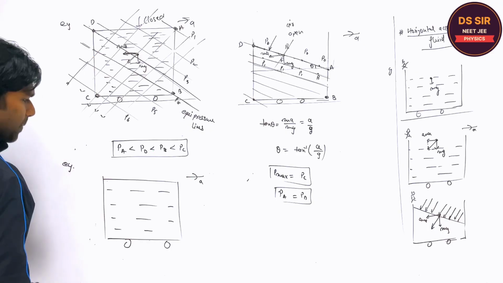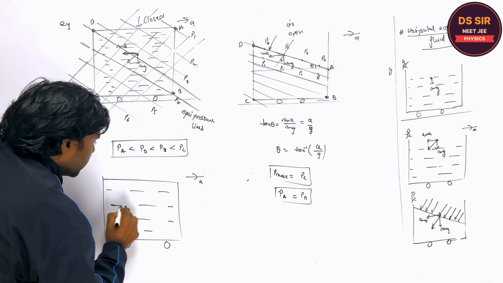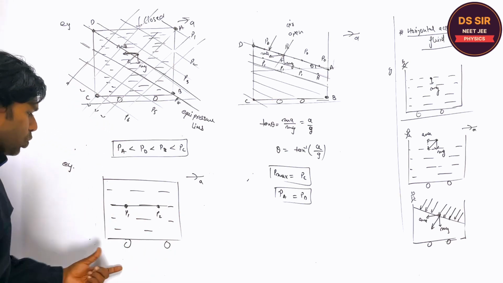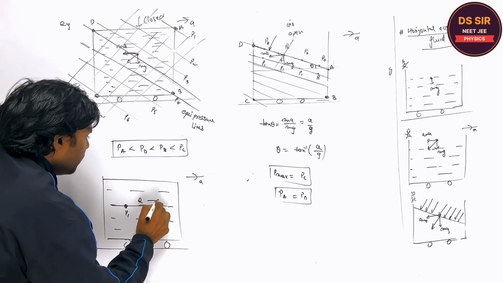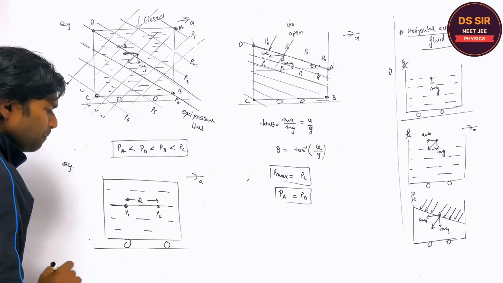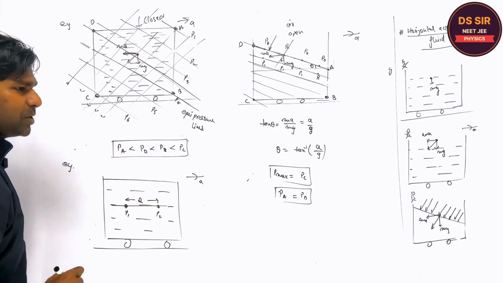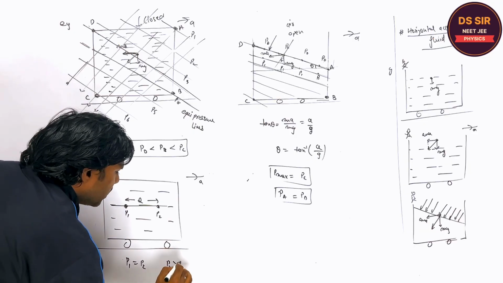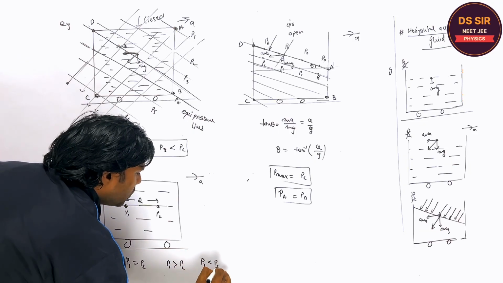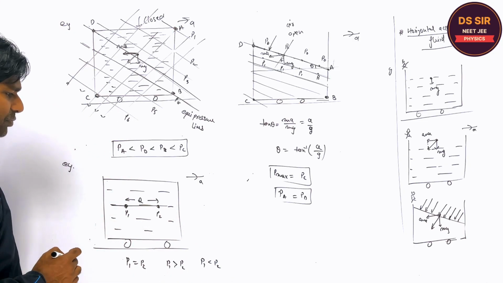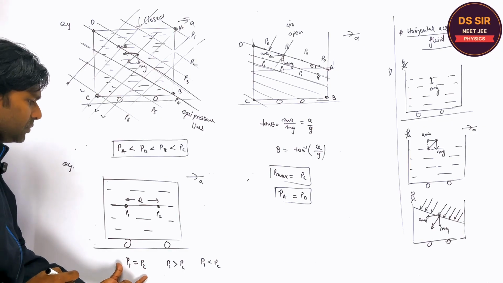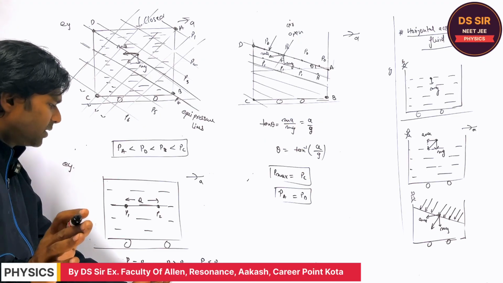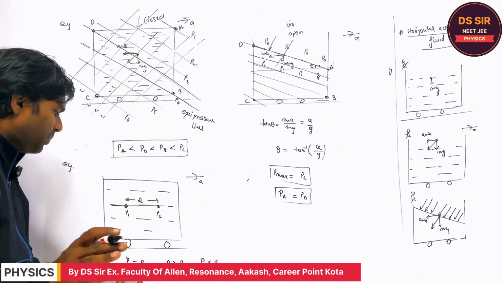For example, if you consider two points P1 and P2, and the separation between them is L, which pressure is greater? Whether P1 is equal to P2, P1 is greater than P2, or P1 is less than P2, which is correct? P1 is equal to P2.